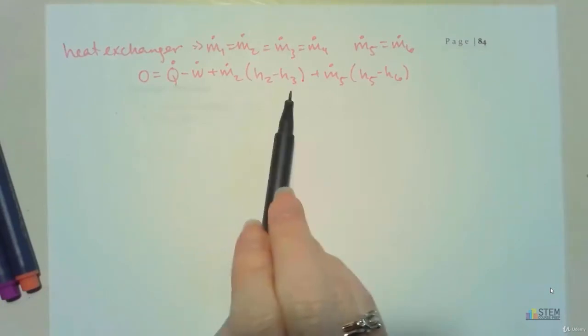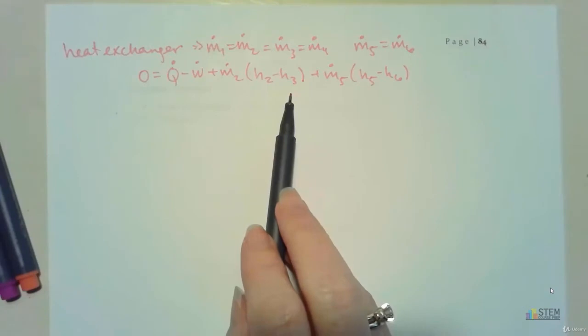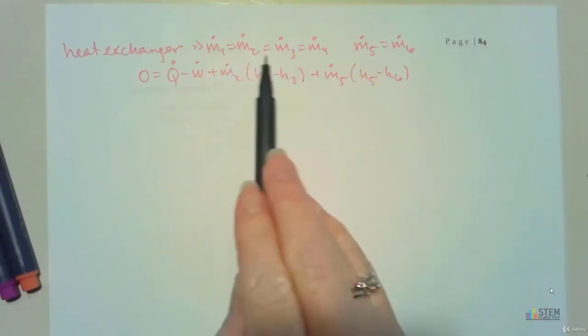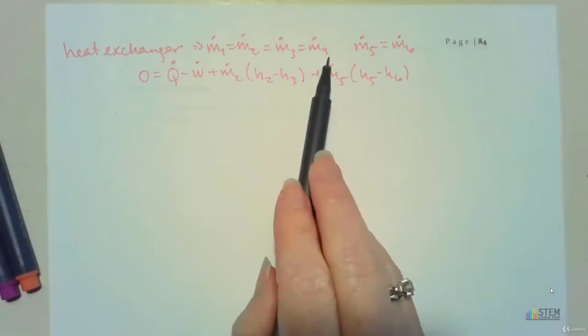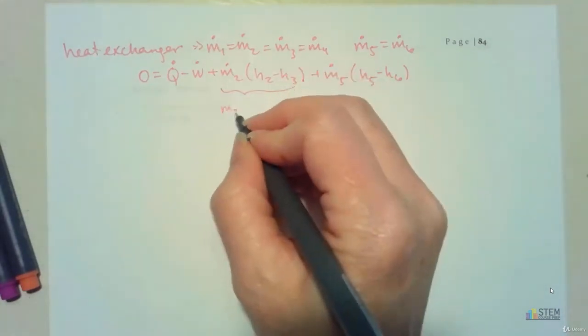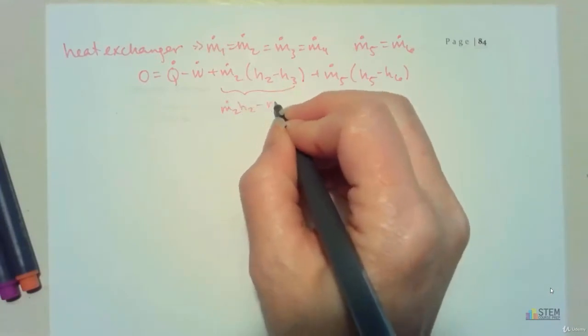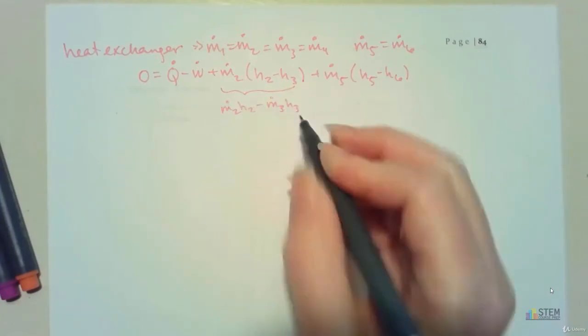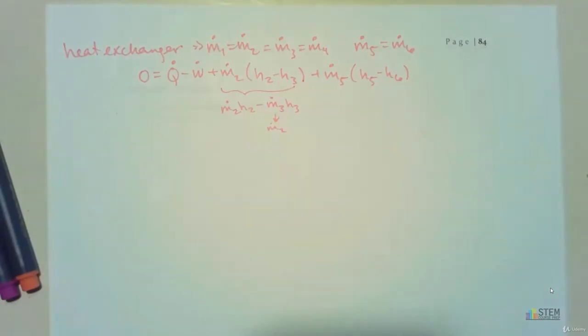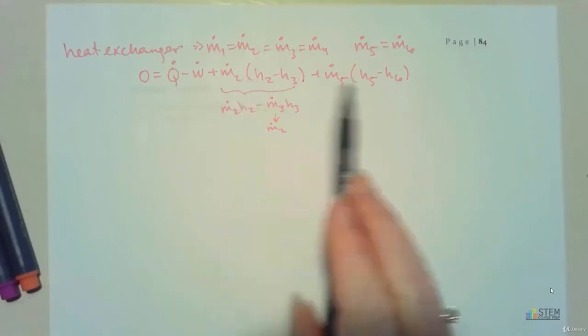And just in case you're wondering where these came from, because you might be like, well, where's M3 dot and where's M6 dot? I don't see those. Remember that we've got these relationships here. So this was essentially M2 dot H2 minus M3 dot H3, but M3 dot is M2 dot. So we just made the substitution. All right, so that's why those are missing up here.